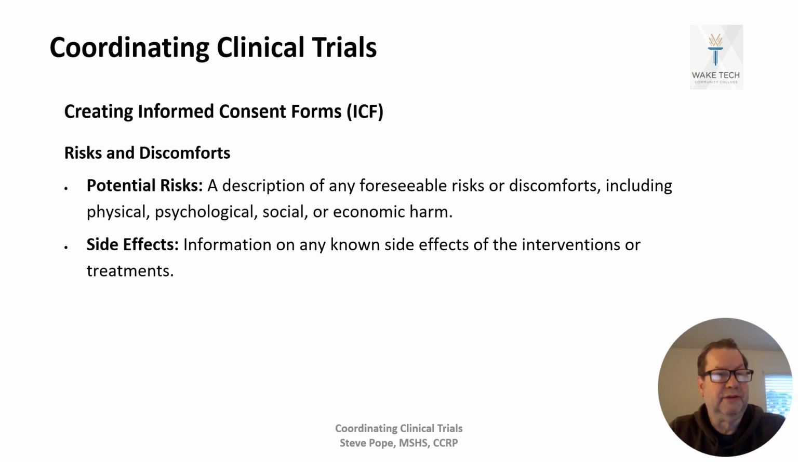So, potential risks. We refer to these as risks and discomforts. This is a description of the foreseeable risks or discomforts, including physical, psychological, social, or economic harm. That has to be spelled out in the document itself. For example, if you're likely to experience, say, a headache from the treatment, that needs to be spelled out. Information on known side effects of the interventions or treatment has to be listed in there as well.